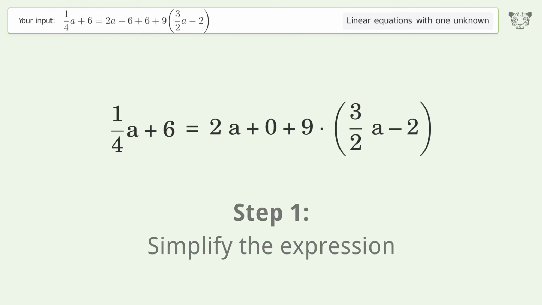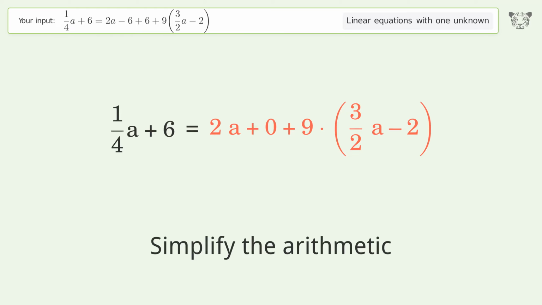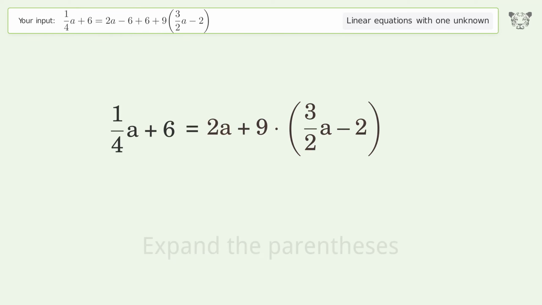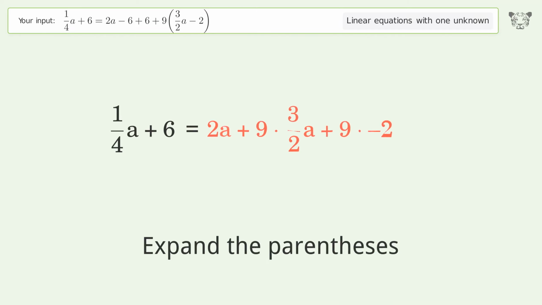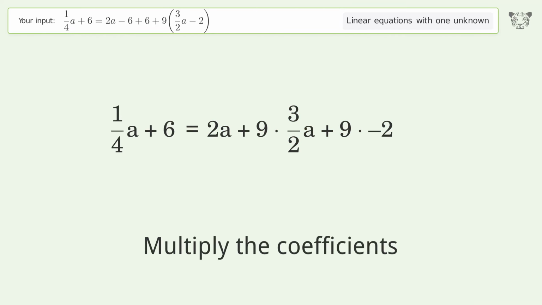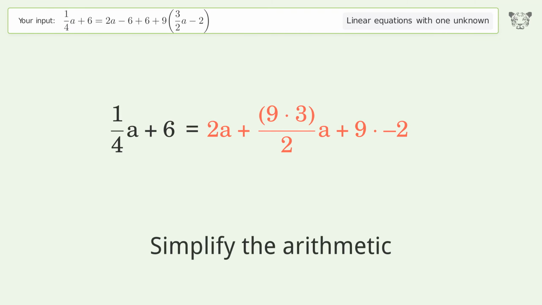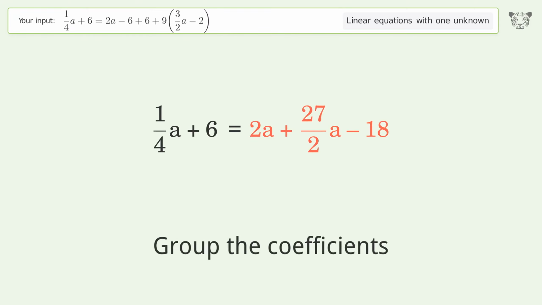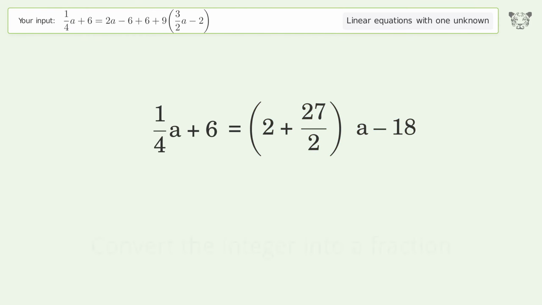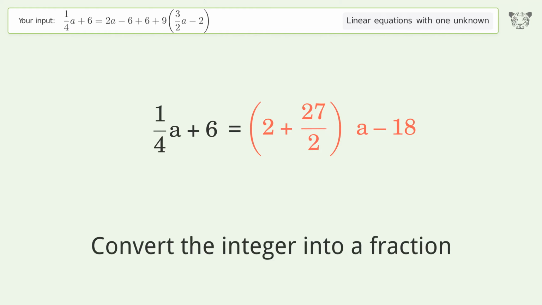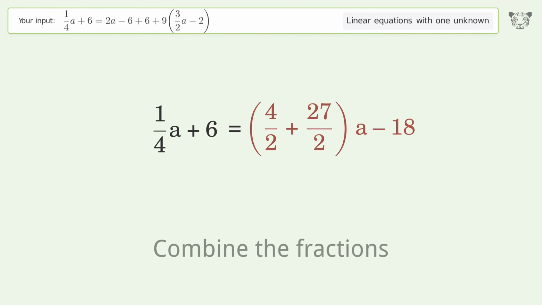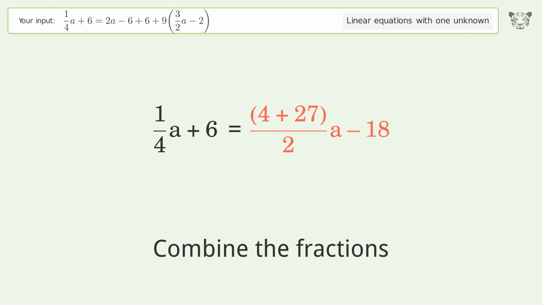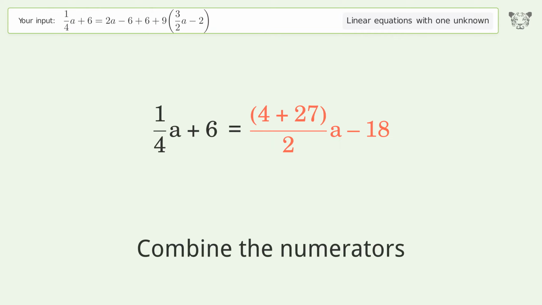Simplify the expression. Simplify the arithmetic. Expand the parentheses. Multiply the coefficients. Simplify the arithmetic. Group the coefficients. Convert the integer into a fraction. Combine the fractions. Combine the numerators.